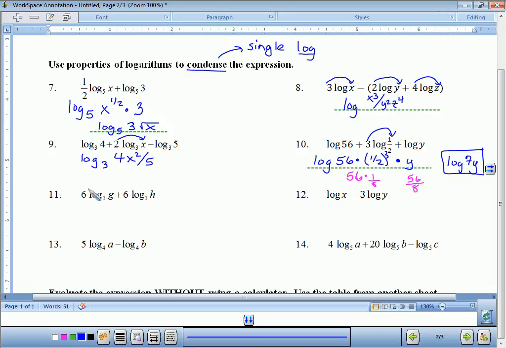Okay, so when we're condensing, when we're going backwards, these numbers that are multiplied out in front become exponents. So this becomes g to the 6th and h to the 6th. And the addition becomes multiplication. So it's log base 3 of g to the 6th times h to the 6th.